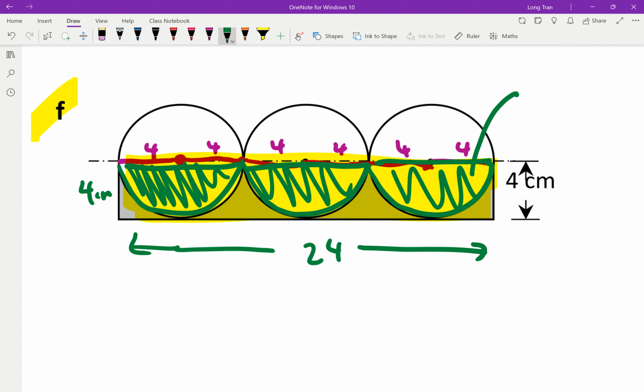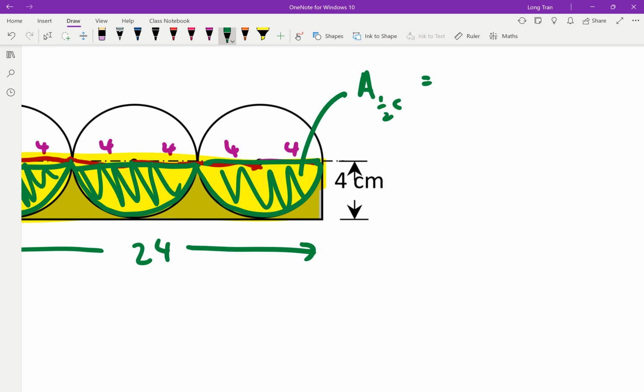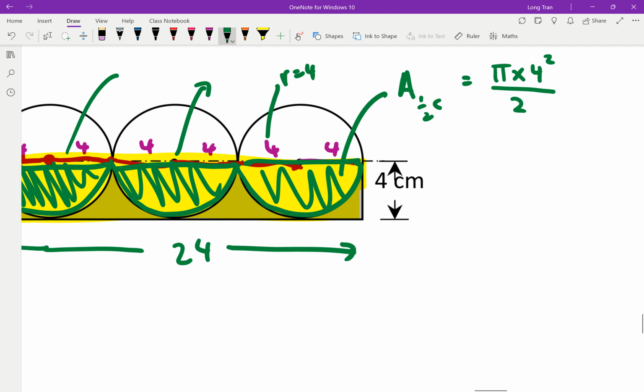How do you find the area of half a circle? Go through your notes. We just did it before, just like a few examples just now. Radius is 4. So it should be pi times 4 squared. That gives you a full circle, but you want half, so you got to divide it by 2. True? And you got to do the same for this one, and the same for this one as well. So you should have 3 of them.